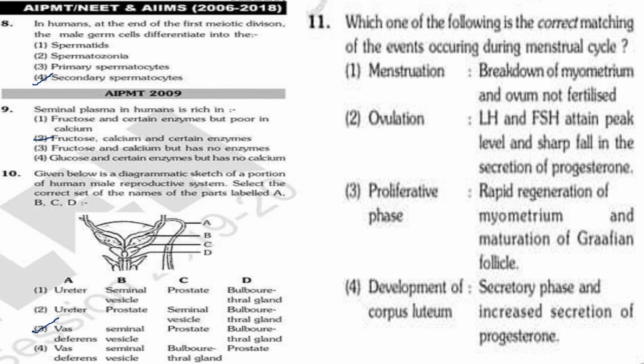And 11th. Now, which of the following statements are the correct matching? Menstruation, breakdown of myometrium. It is breakdown of endometrium, not myometrium. Ovulation, LH and FSH attain peak level and sharp fall in the secretion of progesterone. No, this is wrong. Proliferative phase, rapid regeneration of myometrium and maturation of Graafian follicle. It is the development of endometrium, not myometrium. Development of corpus luteum, secretory phase and increased secretion of progesterone. Yes, this is true. Rest of all the above statements are wrong.